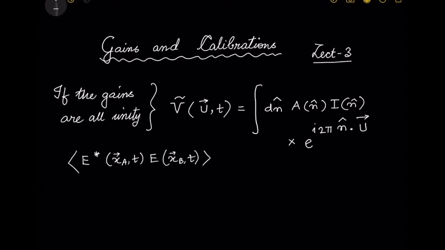So if I don't have any gain, if all the gains are 1, this is essentially what this function is. Now this, as we discussed in the first lecture, is nothing but a 2-point correlation function, and the correlation is over x_a and x_b. So this is a 2-point correlation function in space, and what does that measure? As we discussed again in the first lecture, it measures the spatial coherence of the electric field at the surface of the earth. So this measures the spatial coherence.